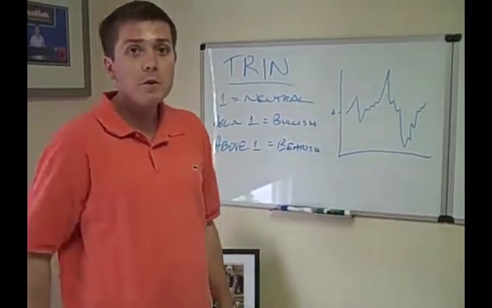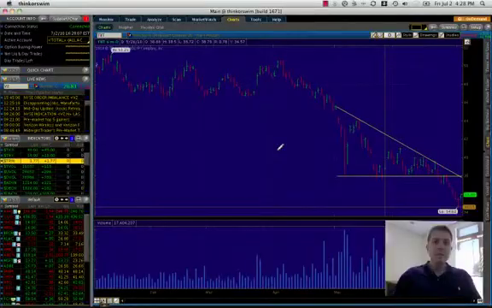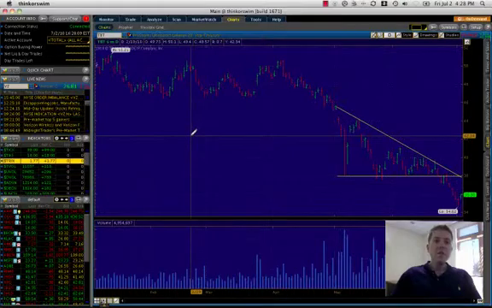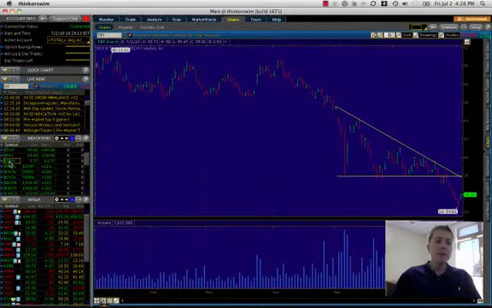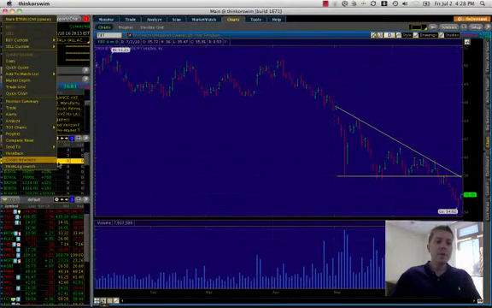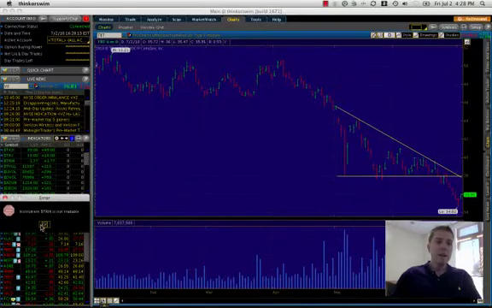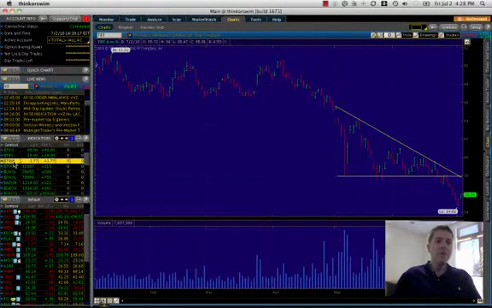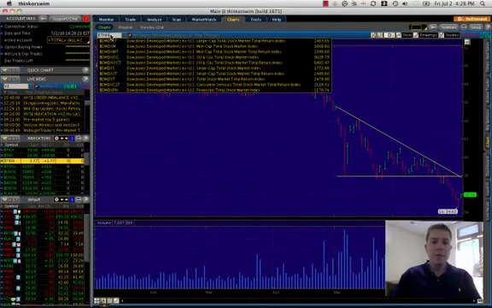Let's take a look at the stuff in the computer. We'll talk about gaps. So let's take a look at a visual of TRIN. If you see here over in the left-hand side of my screen, I've got TRIN highlighted. This is TRIN. TRIN is short for Traders Index. We already covered that.